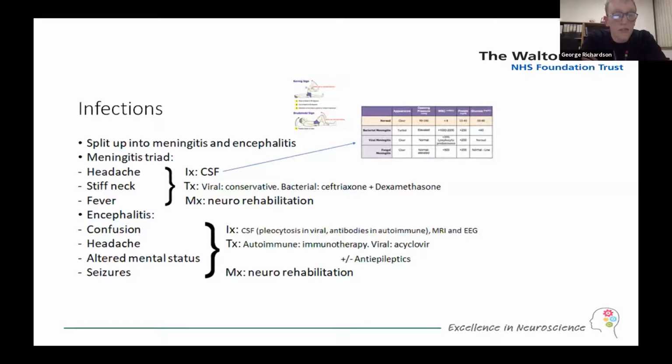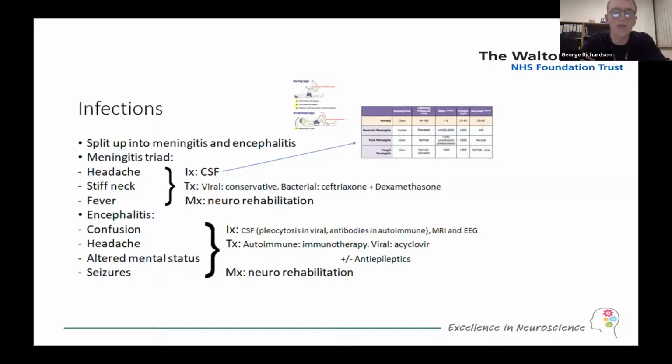I tend to remember encephalitis as almost like meningitis plus. So they can get as above with meningitis, but then in addition, they can also get affected GCS and mental status, confusion, headaches, and seizures as well. Seizures is the big one to help differentiate.